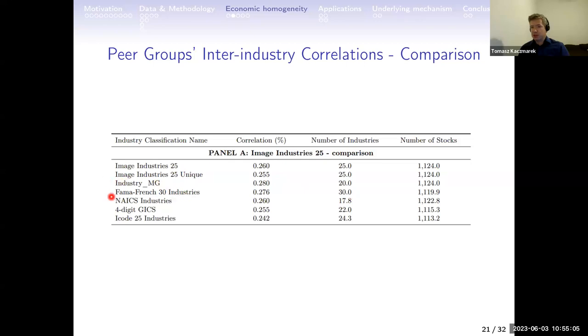Then we compare with SIC-based classifications. The first is industry classification by Moskowitz and Grinblatt with 20 classes, Fama and French 30 with 30 classes, and NAICS industries that have 18 classes on average, because this is the average for several years. Then the four-digit GICS classification with 22 classes, and I-code 25, which is a Hoberg and Phillips classification with 24 classes. What we believe is that the best to compare for us are global industry classifications, because in earlier studies it was shown that this classification gets the highest homogeneity across other classifications that are popular on the market. And with Hoberg and Phillips, because our approach is quite similar in that we also concentrate typically on the products that are demonstrated by companies.